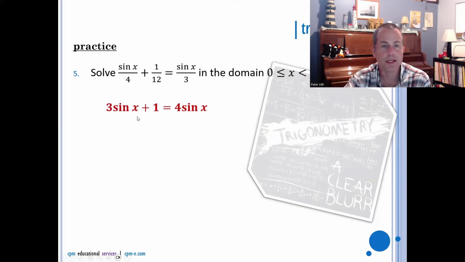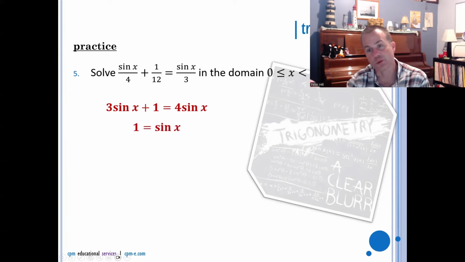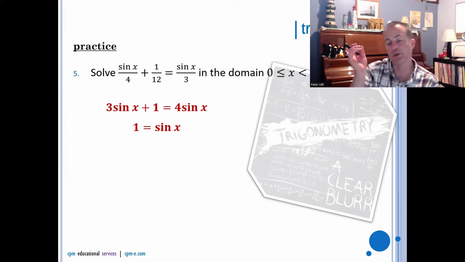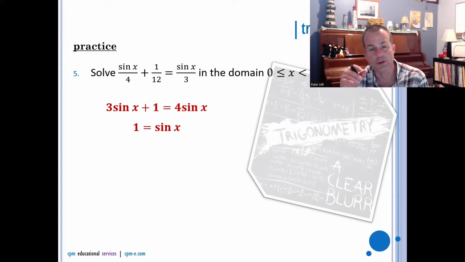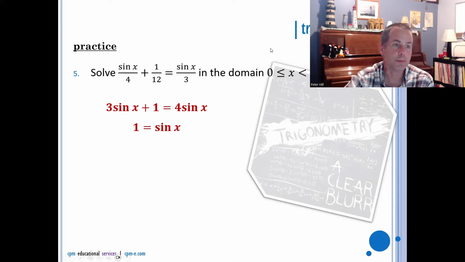There we go. Okay, so now I'm going to subtract 3 sine x from both sides, and I'll get 1 equals sine x. And then I'm just looking for, hey, where does 1 equal sine x, or where does sine x equal 1? Same sort of statement, right? Well, remember, Calgary Stampede, your sine is your y value. Where does your y value equal 1? That would be at pi over 2. Okay, so that would be the only answer for this one in that domain.